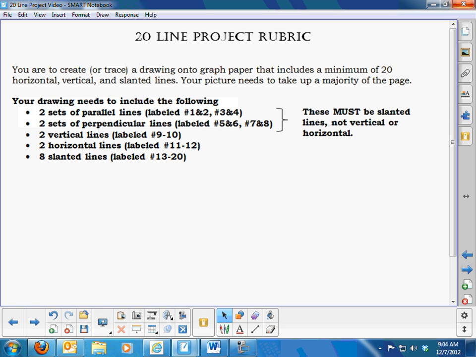So the 20 line project, here's a rubric. This will be posted on Edmodo later. You are going to create a drawing or trace a drawing onto graph paper that includes a minimum of 20 horizontal, vertical, and slanted lines. Your picture needs to take up a majority of the page.